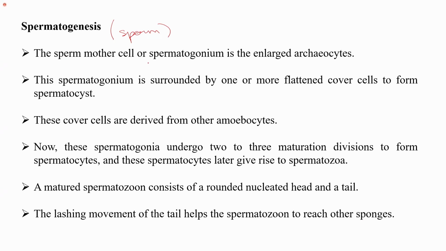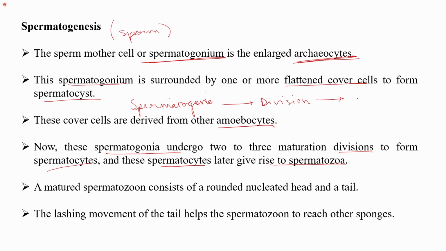The sperm mother cell or spermatogonium is the enlarged archaeocyte. We learned that archaeocytes, which are the undifferentiated amoebocytes, lead to the formation of sperm or ova. This spermatogonium is then surrounded by one or more flattened cover cells to form the spermatocyst. These cover cells are derived from other amoebocytes, and now the spermatogonium undergoes 2 or 3 maturation divisions to form the spermatocytes. Then these spermatocytes later give rise to spermatozoa. Did you see how this is happening? Basically, the spermatogonia undergo division, leading to the formation of spermatocytes.